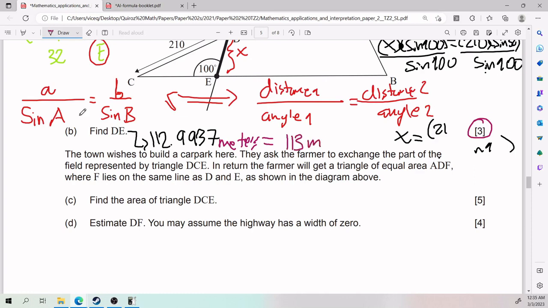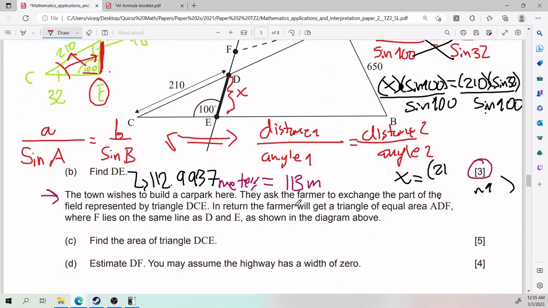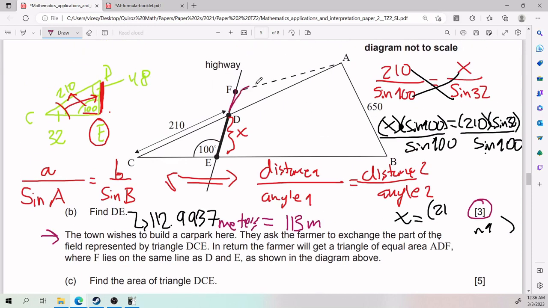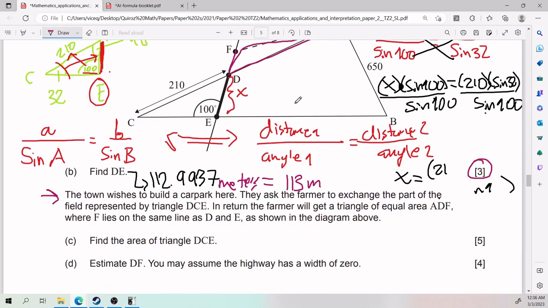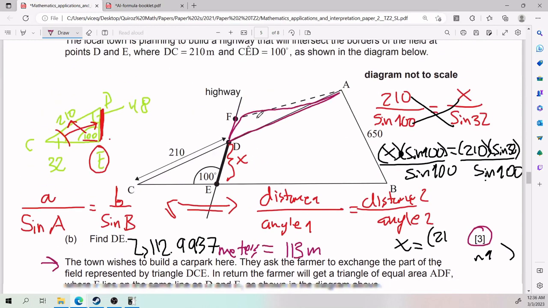All right. Later on, they tell us that the town wishes to build a car park here. They ask the farmer to exchange the part of the field represented by angle DCE, and in return, the farmer will get a triangle of area ADF. So this triangle up here, right? So he's gonna lose CDE and get the thing in purple. Okay? Where F lies on the same line as D and E, as shown in the diagram above, blah blah blah. And to find the area of triangle DCE.